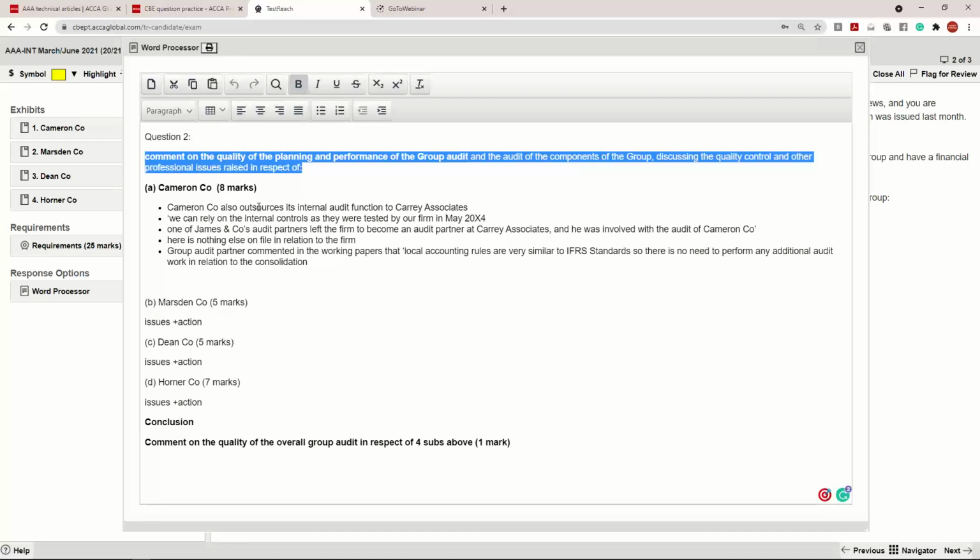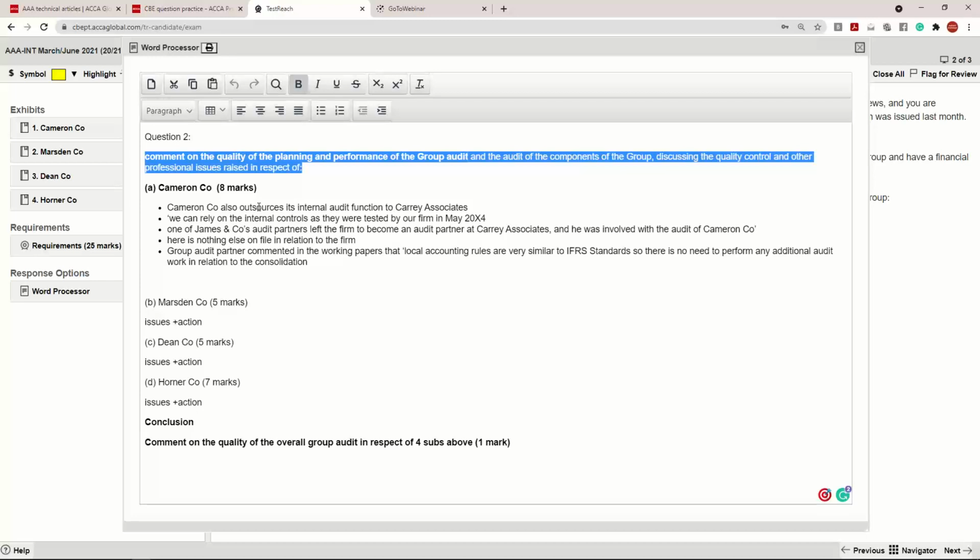You have not done the independence, experience, and competence checking of Kerry Associate, knowing that your partner is working there. So you avoided the way you should have checked the component auditor. Then the last point we got was the group partner.